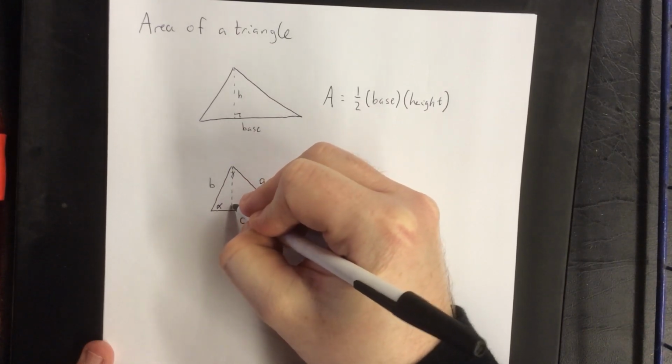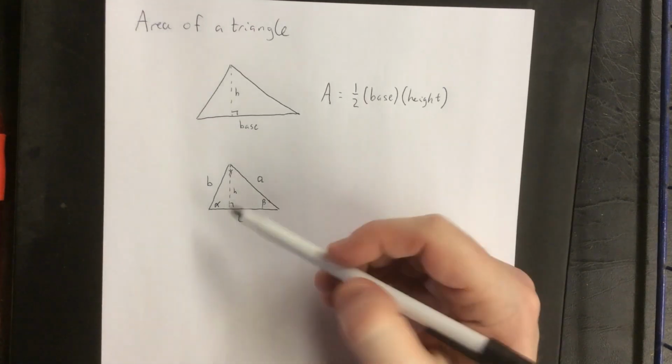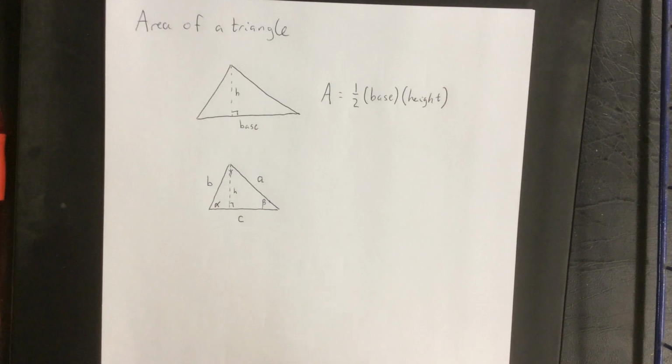Now I'm going to draw in what would normally be considered the height. I'm going to point out that the height actually splits this triangle up into two right triangles, and therefore we could use a little bit of right triangle trigonometry to solve for what the height is equal to.